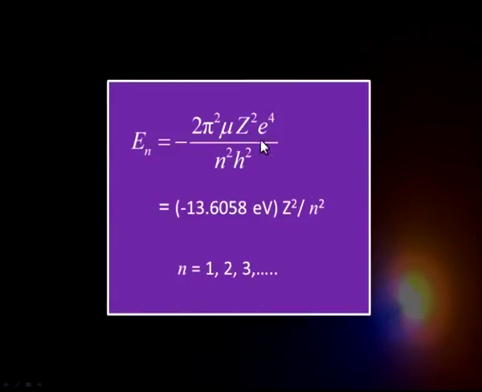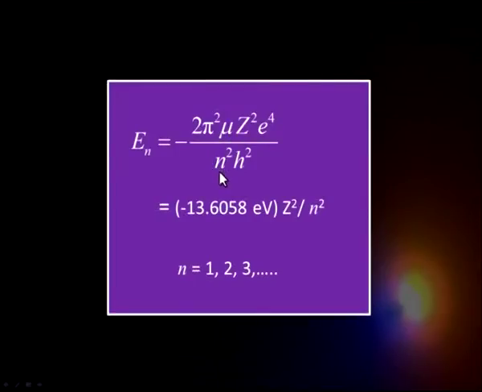If I take Z to be equal to 1 and n also to be equal to 1, that means I am talking about hydrogen atom, and when I take n is equal to 1, I am talking about the ground state of hydrogen atom. When I do that, I find that En comes out to be minus 13.6058 electron volt, because this term becomes 1 now.